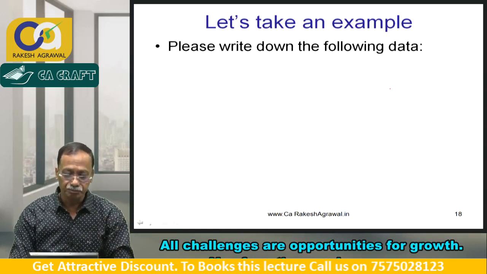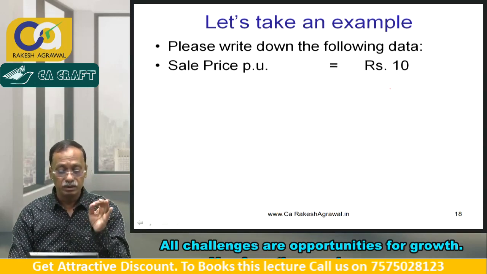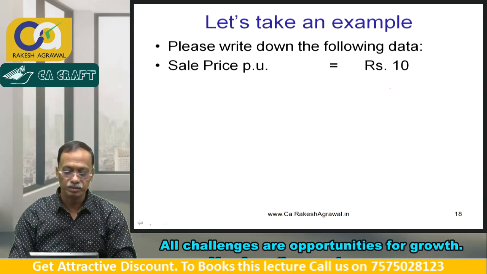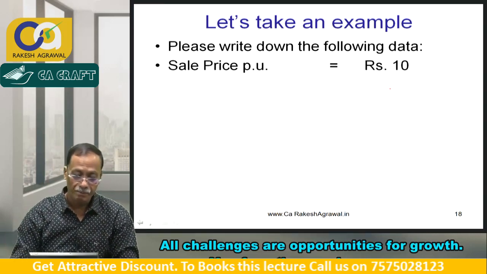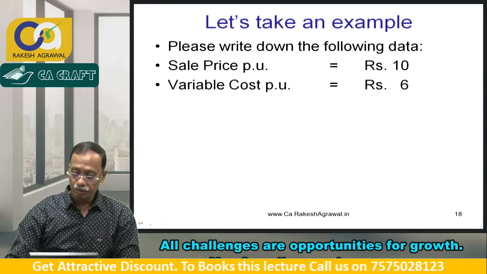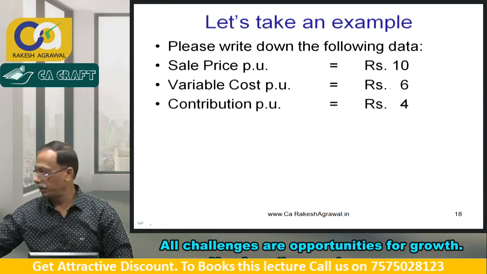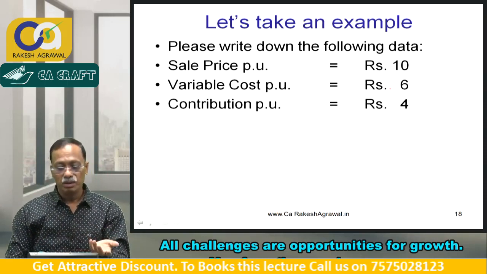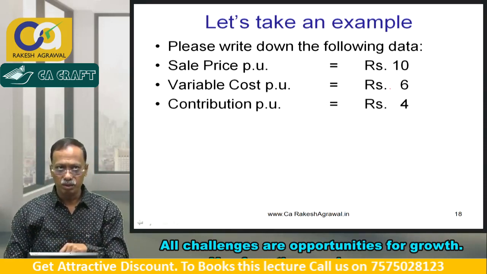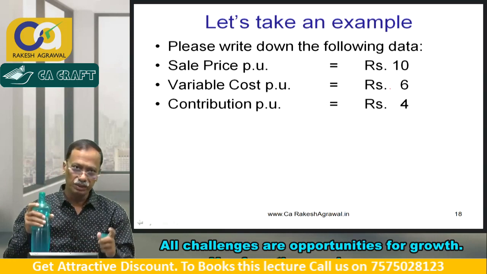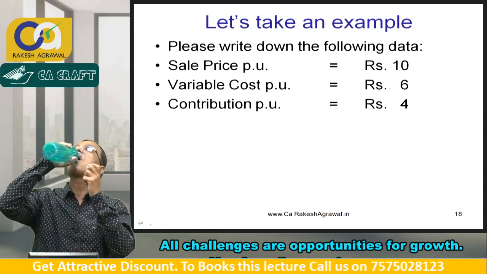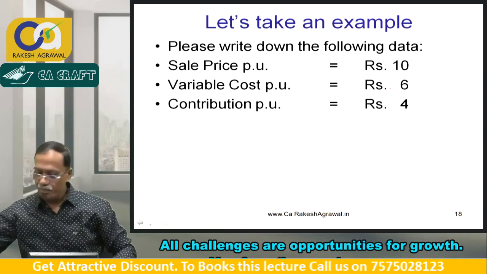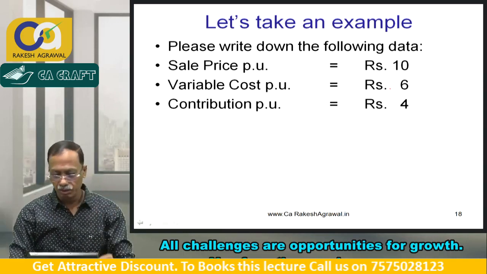So start writing, write down the data. Sales price per unit is equal to rupees 10. Variable cost per unit is equal to rupees 6. Now naturally 10 minus 6, you will get contribution per unit. So contribution per unit is equal to rupees 4.